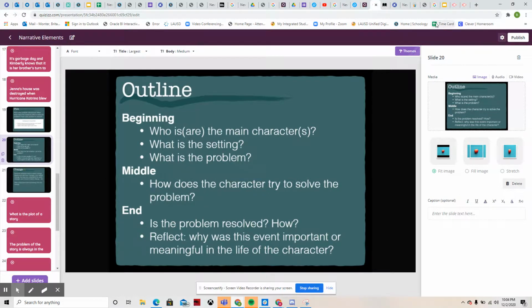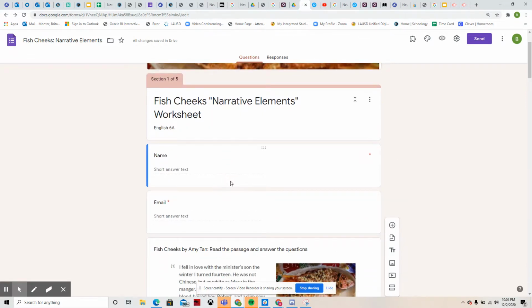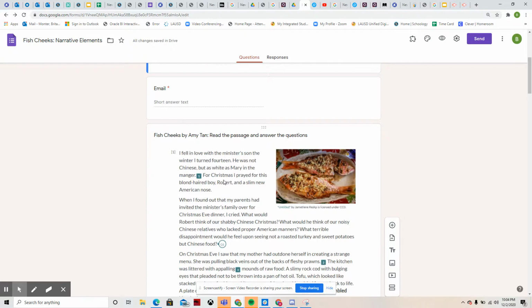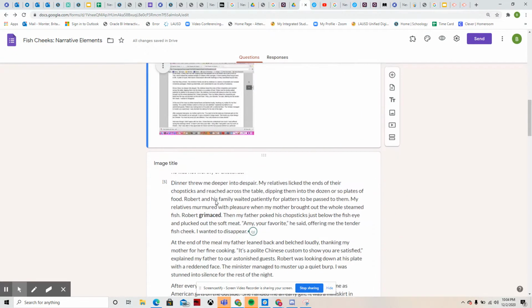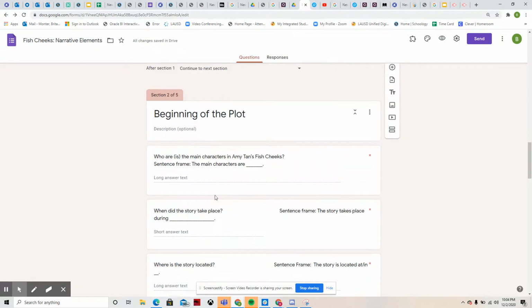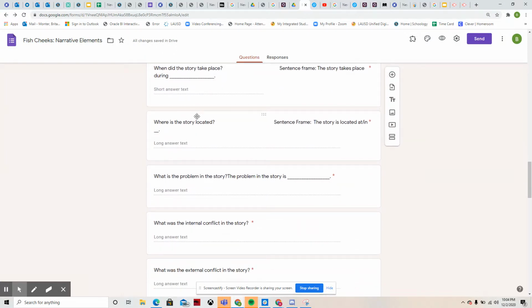It's also important that you do your assignment today. So your assignment is, when you go to the Fish Cheeks Narrative Elements Worksheet, you're going to go ahead and click, read the story, and identify the plot. So you're going to answer the following questions. Who are the main characters in Fish Cheeks? When did the story take place? Where is it located? That's part of the setting.